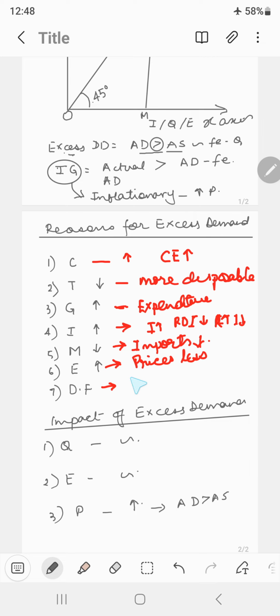And the last reason for creation of excess demand in the market is deficit financing, and simple definition of deficit financing is increase in money supply. This increase in money supply is due to printing of paper currency.